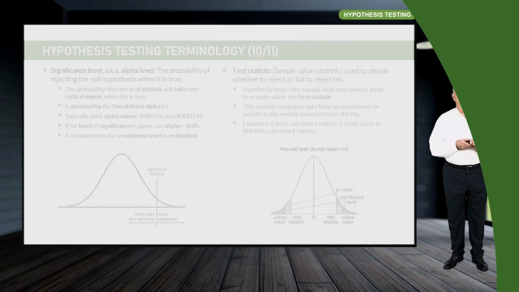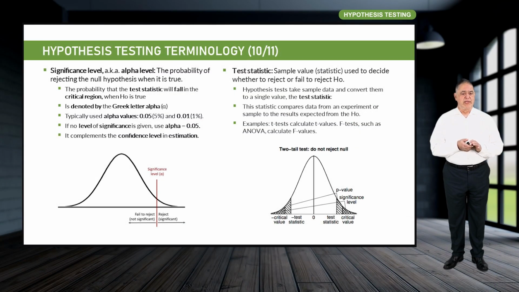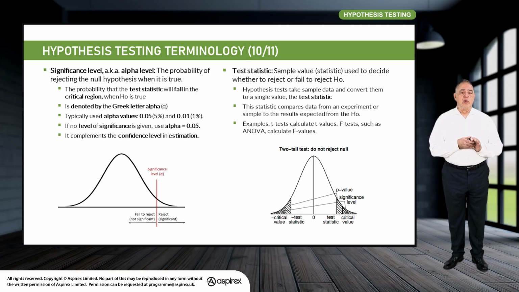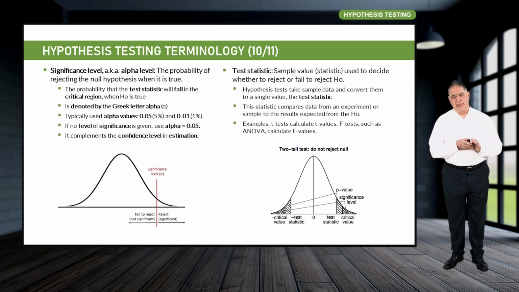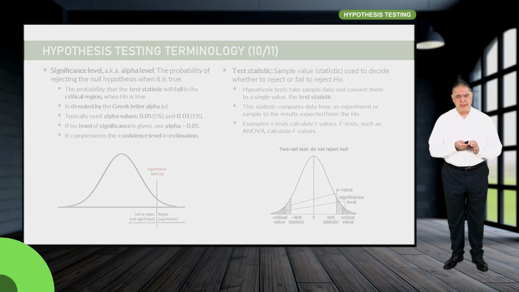Significance level or alpha level, this is a topic that we covered a little bit earlier. Here it is rephrased in a slightly different way. And regarding the test statistic, it is a sample value that we use to decide whether to reject or fail to reject the null hypothesis.